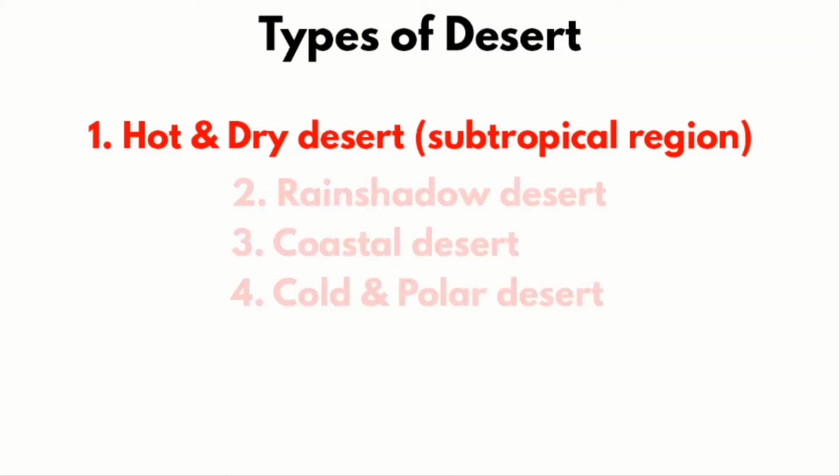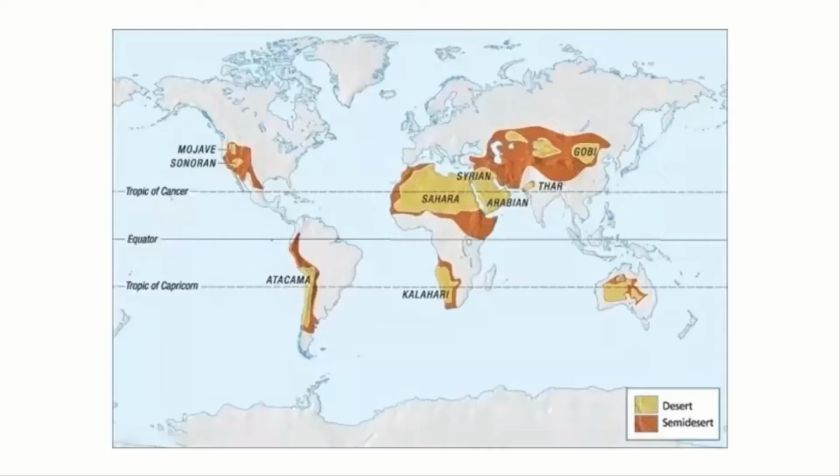The first one is the hot and dry desert, which exists in the subtropical region. They exist along the Tropic of Cancer and Tropic of Capricorn. In the subtropical region, pressure differences and circulation patterns of air masses hinder the formation of clouds. That is why there is very little rainfall on the land, which eventually causes subtropical deserts. Basically, a subtropical region is a high pressure zone.